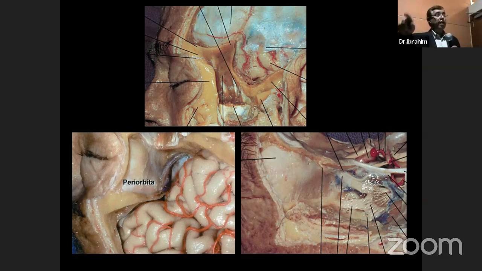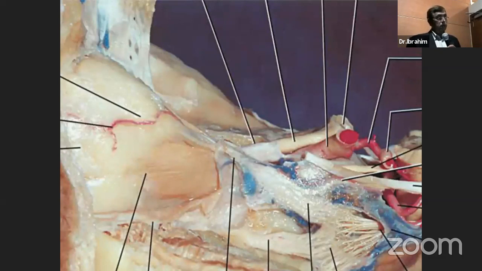Looking at the orbit laterally, I'm concentrating on the left orbit anatomy. So you will see the zygomatic arch. This is the lateral wall of the orbit. You open it, you'll see the periorbita, which becomes deep in the orbit like this. So this is the left orbit as seen from the lateral view, and this is the periorbita.